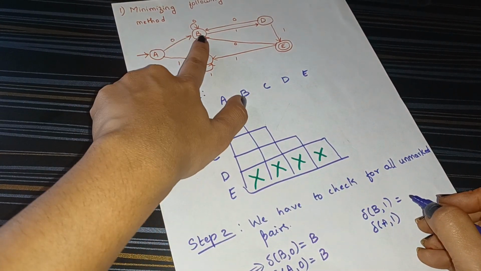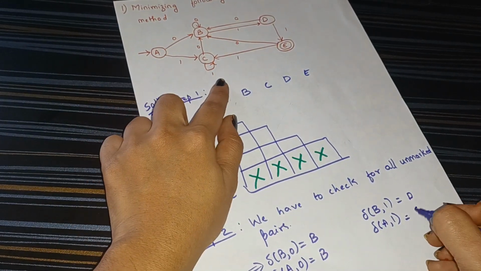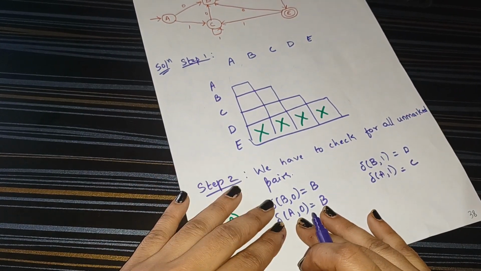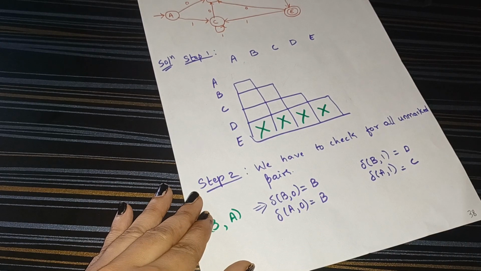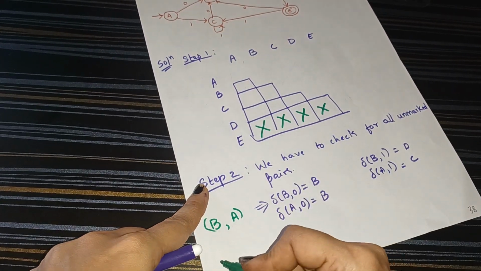Next, B on 1, it is going to D. A on 1, it is going to C. See here, no condition is marked, so we will not mark this anything. Okay, so next unmarked pair is C, that is C comma A.